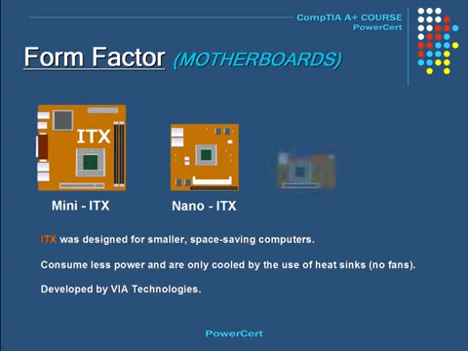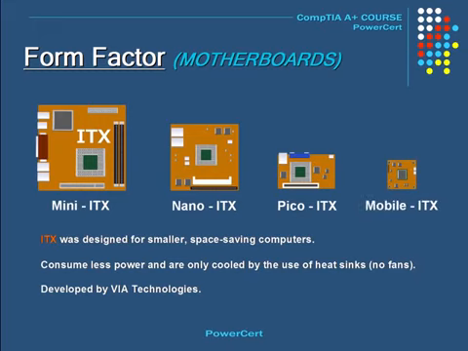Then there's also the Pico ITX, which came out in 2007, and in 2009, VIA Technologies introduced the smallest x86 CPU module specification in the industry, with the release of the Mobile ITX. The Mobile ITX measures 6 centimeters by 6 centimeters, and it was designed to provide developers with a standardized and ultra-compact specification for building new computer-based products.